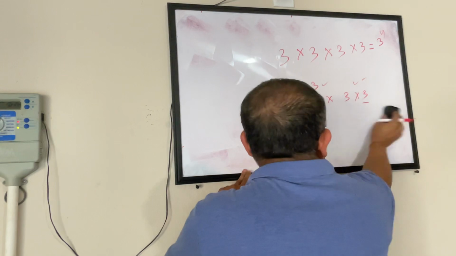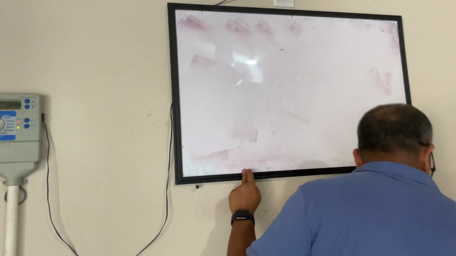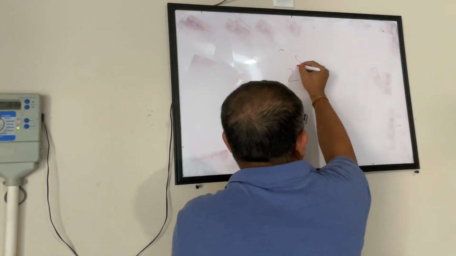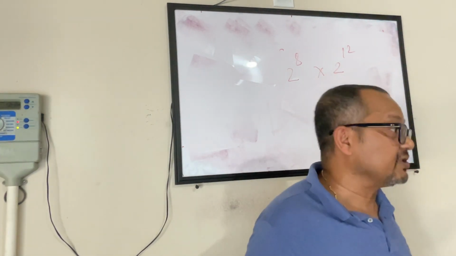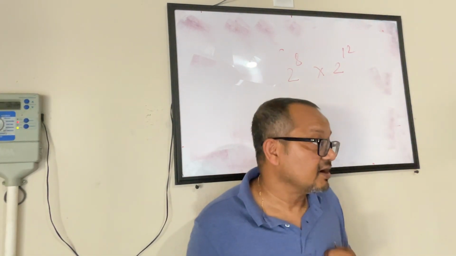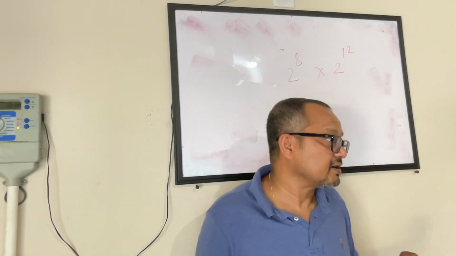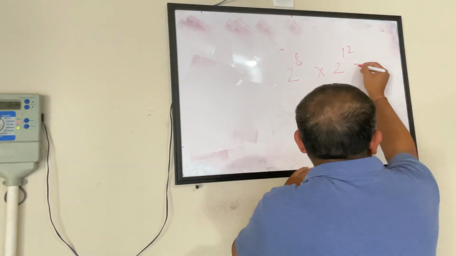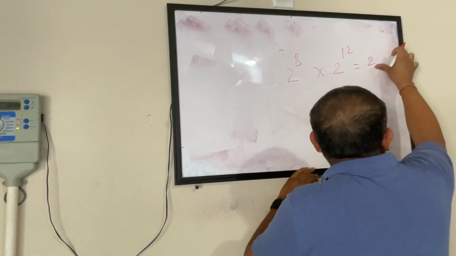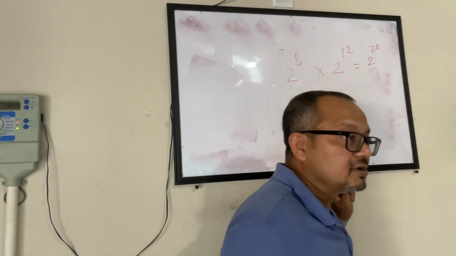Now, if I give you 2 to the power 8 multiplied by 2 to the power 12, tell me how much it will be. Raise your hand and give me the answer. 2 to the power of 20. Done, I got the answer. I'll come to you next time. It will be 2 to the power 20. How? Is there an addition?